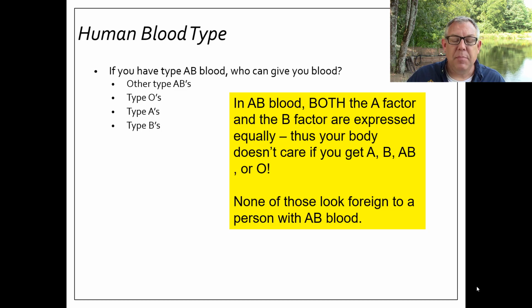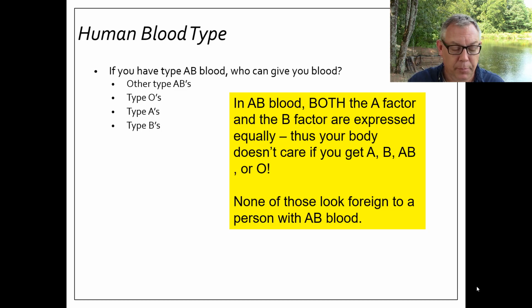If you have type AB blood, who can give you blood? Well, you're known as the universal recipient. If you have type AB blood, which is pretty rare, you can take any blood from anybody. Again, I'm not talking about the Rh factor. There's other things involved. We're just talking about in general here. So if you got type AB blood, of course you can take type AB blood. That's a match. You can take O blood. We just said that O blood has no protein, so you can give it to anybody.